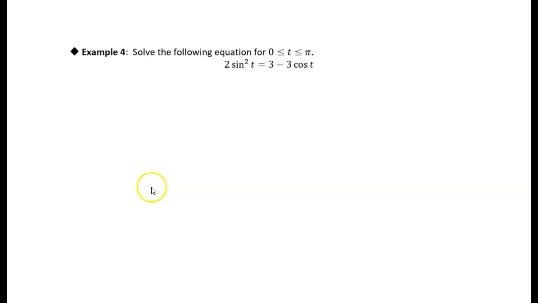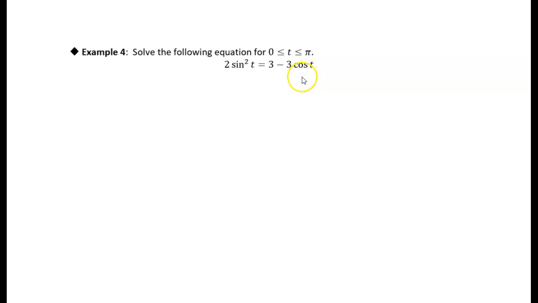Let's look at another example of using identities to help us solve equations. Here we have an equation, and we want to solve for t. We want to find all the t values between 0 and pi that satisfy this equation. When I look at this, I see I have a sine squared of t and a cosine of t.